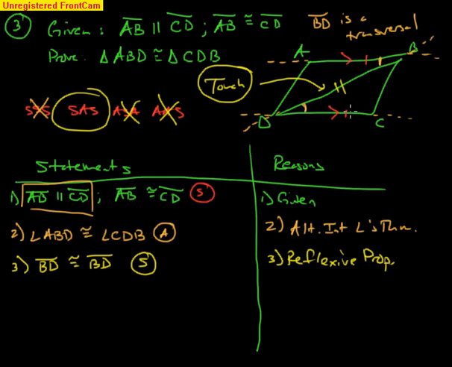BD is congruent to itself. Side, angle, side. Side, angle, side. Perfect. This is side, angle, side. So we can go ahead and say that the triangles are congruent. Triangle ABD is congruent to triangle CDB. And the reason is side, angle, side.